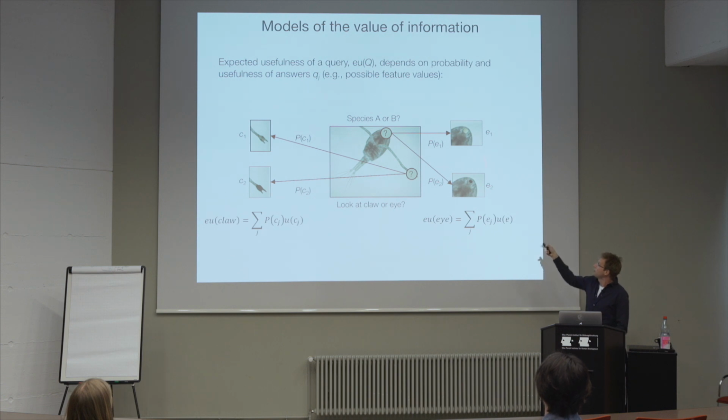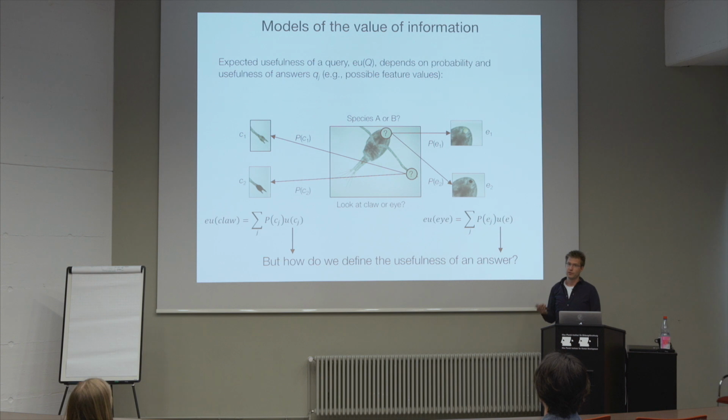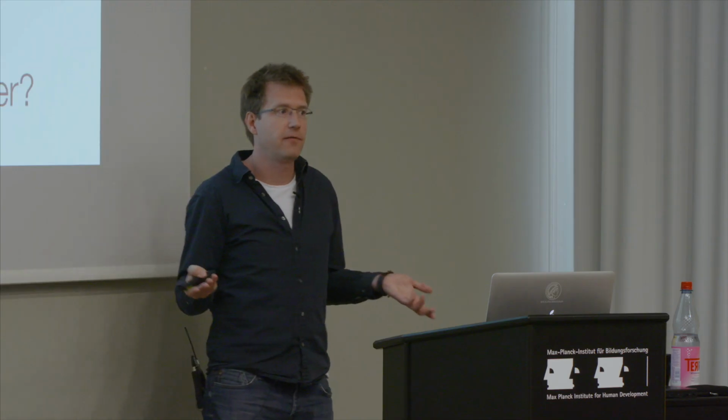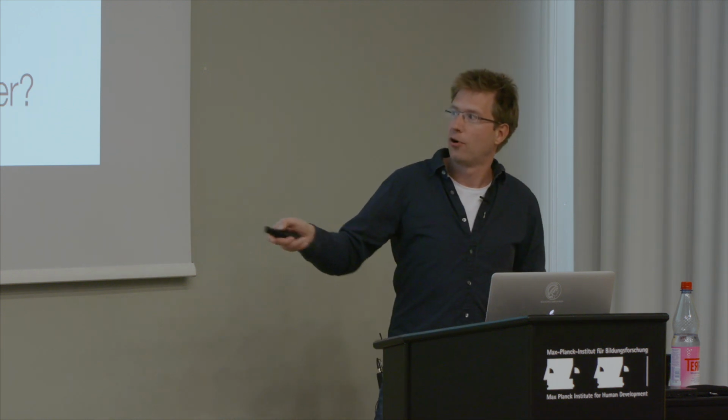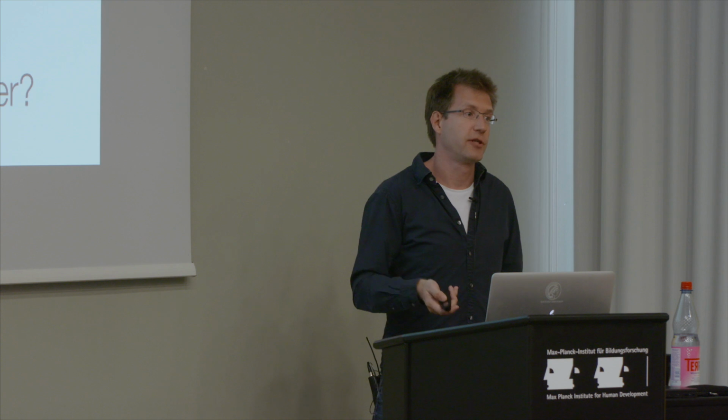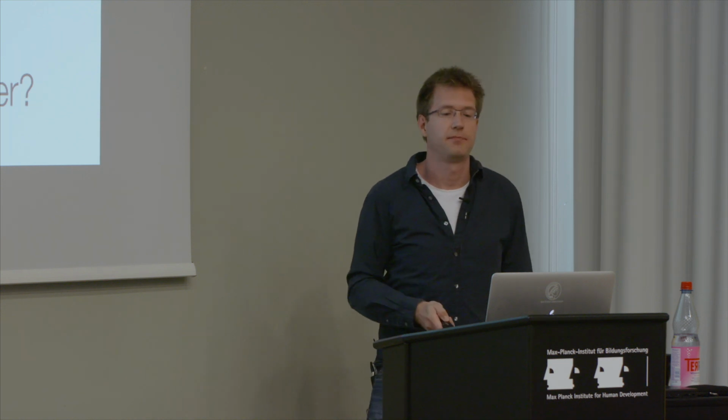And the same we can do here. These are the two feature values, and the overall usefulness of looking at the eye is the probability of observing a feature value and the usefulness of that. Now, the big question is, how do we define usefulness? What does that actually mean? This is just a simple weighted average, a simple expectation, that's all straightforward. But where things get more interesting is how we define the usefulness of an answer. What do we actually mean by that?